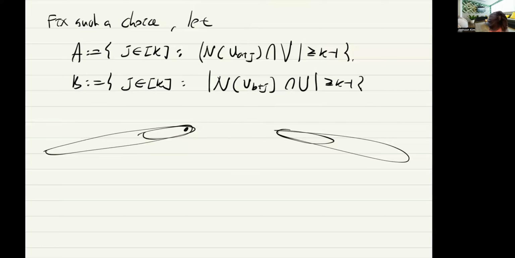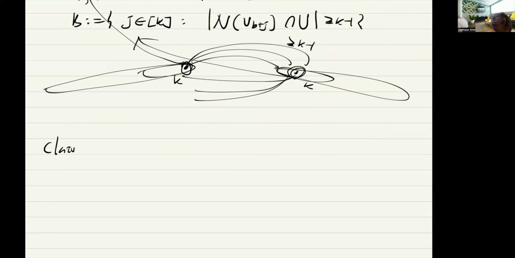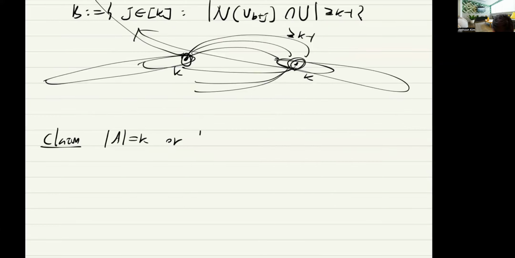And for each vertex, out of these K vertices, some vertex sends more than K minus 1 edges. And then we include that into this A. And if this sends that many, we include this into B. And we want to claim that either A is everything on this K, or one of them has to have size K, which will be useful to connect these two K-clear walks into one K-clear walk.